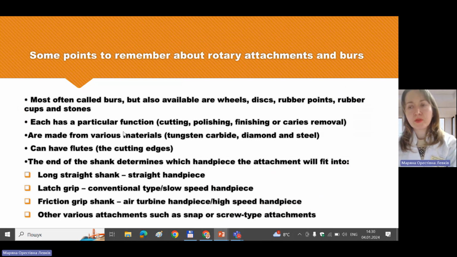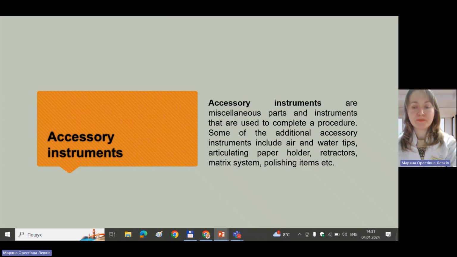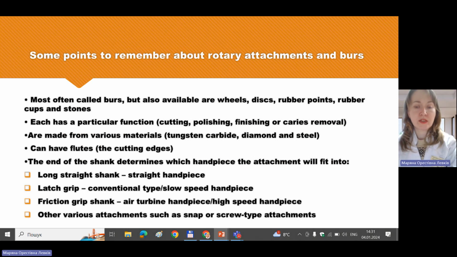Some points to remember about rotary attachments and burrs. Most often called burrs, but also available are wheels, discs, rubber points, rubber cups, and stones. Each has a particular function: cutting, polishing, finishing, or caries removal. They are made from various materials: tungsten carbide, diamond, and steel. They can have flutes, the cutting edges. The end of the shank determines which handpiece the attachment will fit into. A long straight shank, straight handpiece, a ledge grip, conventional type for slow speed handpiece, friction grip will fit into an air turbine handpiece, and other various attachments such as snap or screw type attachments.